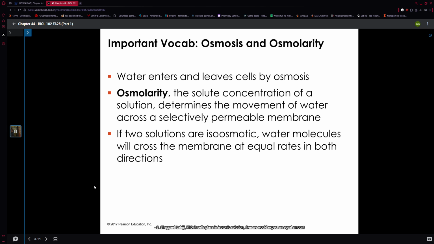And if a cell is placed in an isotonic solution, then we would expect an equal amount of movement of water into the cell as well as out, which means that the volume of that cell should not change. So what we're doing right now is, instead of really thinking about it in the way of isotonic, hypertonic, hypotonic, we're now just incorporating phrases like isoosmotic or hyperosmotic or hypoosmotic. But the concept is the same as what you've learned in Bio 100.